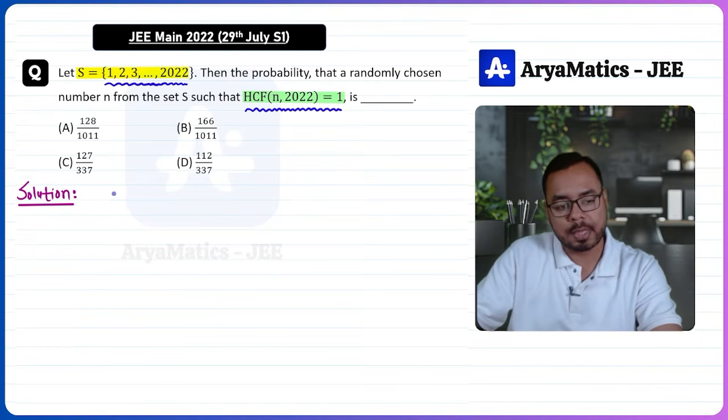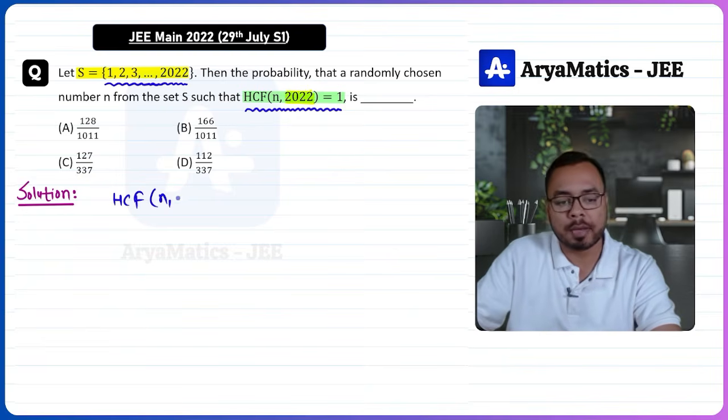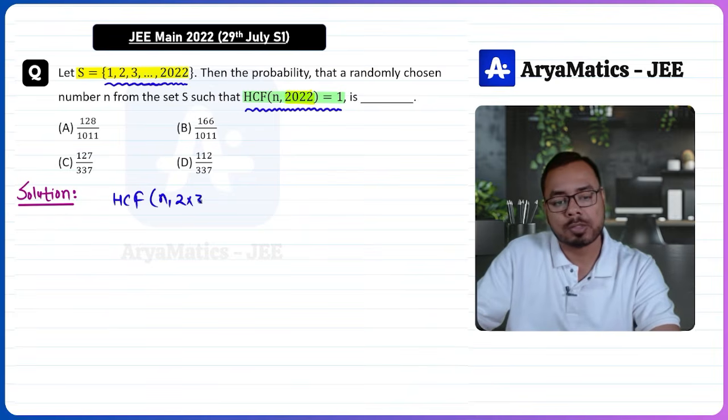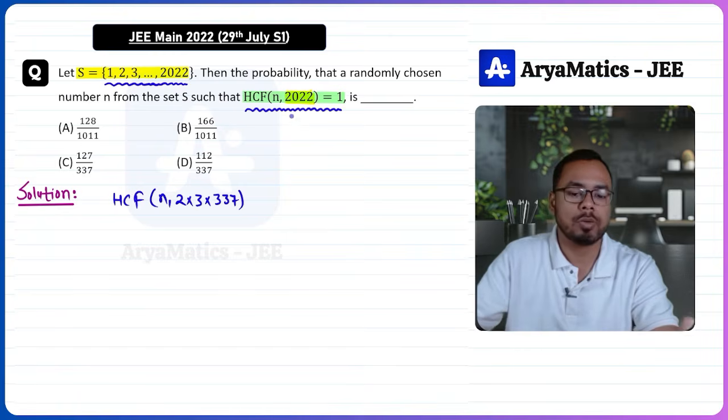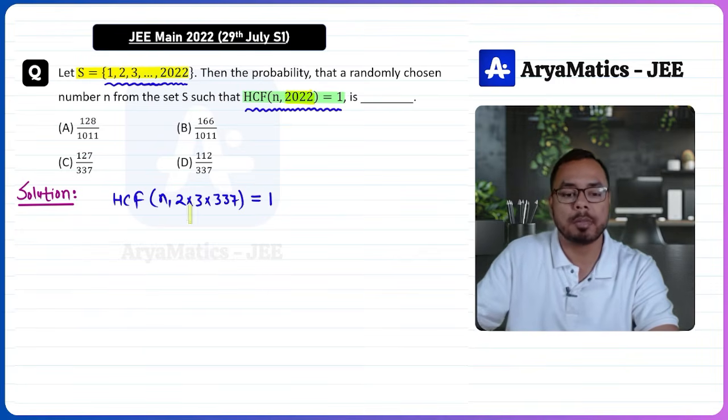So in such a problem, the very first step is to write the prime factors of the other number. For 2022, the factors will be 2 and then 1011, and 1011 is 3 into 337. These are the prime factors of 2022. And it is given that the HCF of n and this number must be 1.